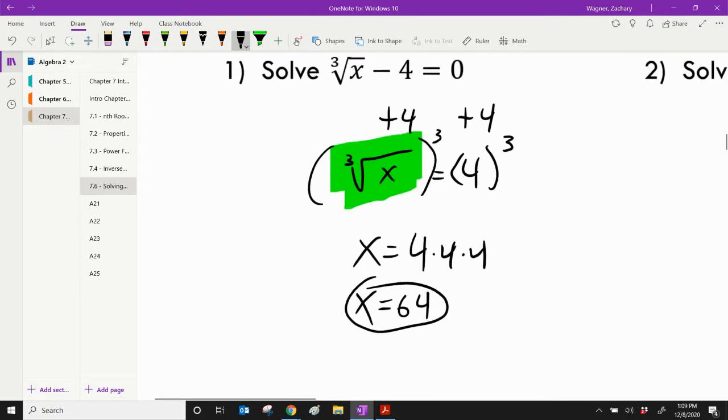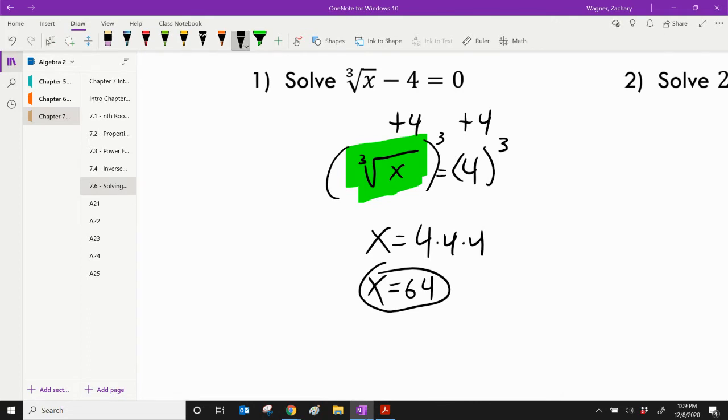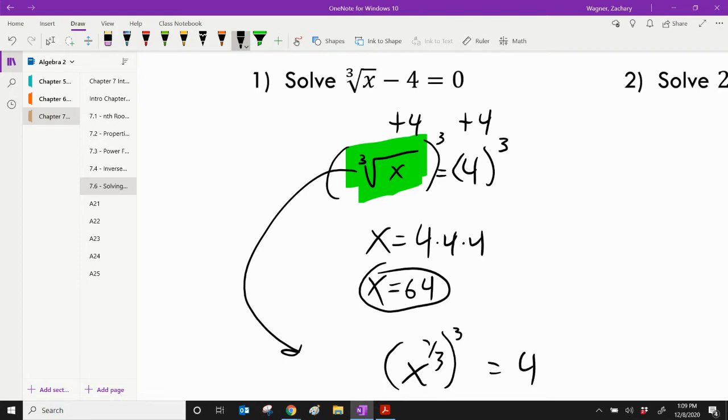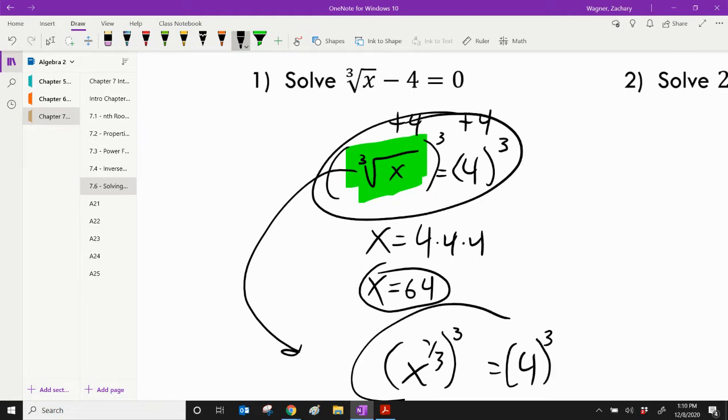Boom. Another way you could look at this is that the cubed root of x is equivalent to x to the 1/3. Same thing. But if you want to get x to the 1/3 to x to the first, you would have to multiply it by 3. 1/3 times 3 equals 1. And that's what you would do to both sides. Whatever you do to one side, do the same to the other. These are the same process.